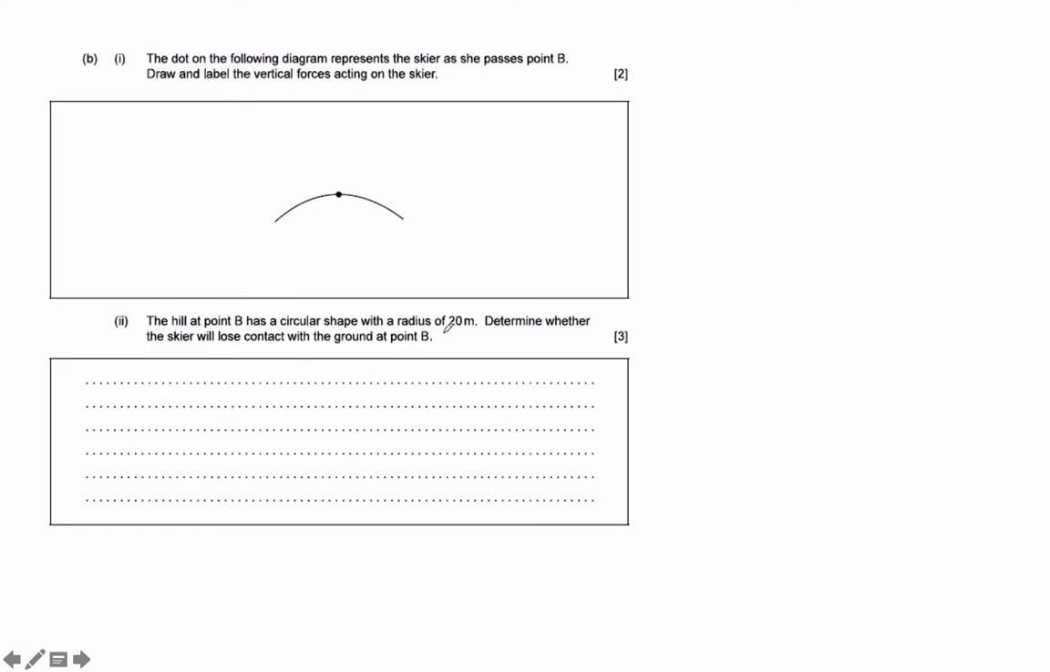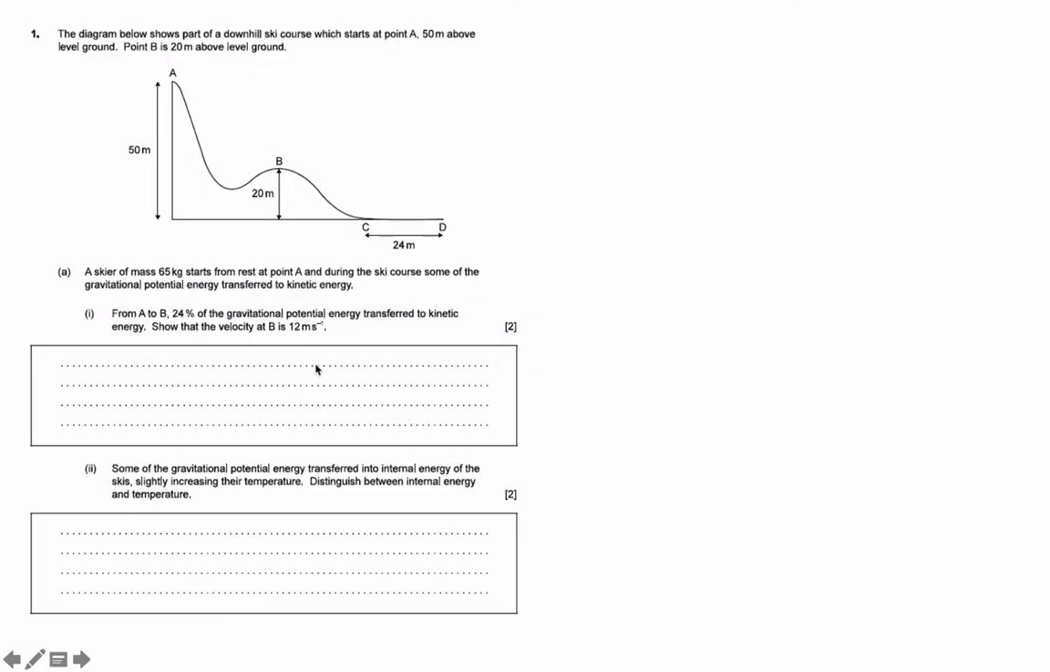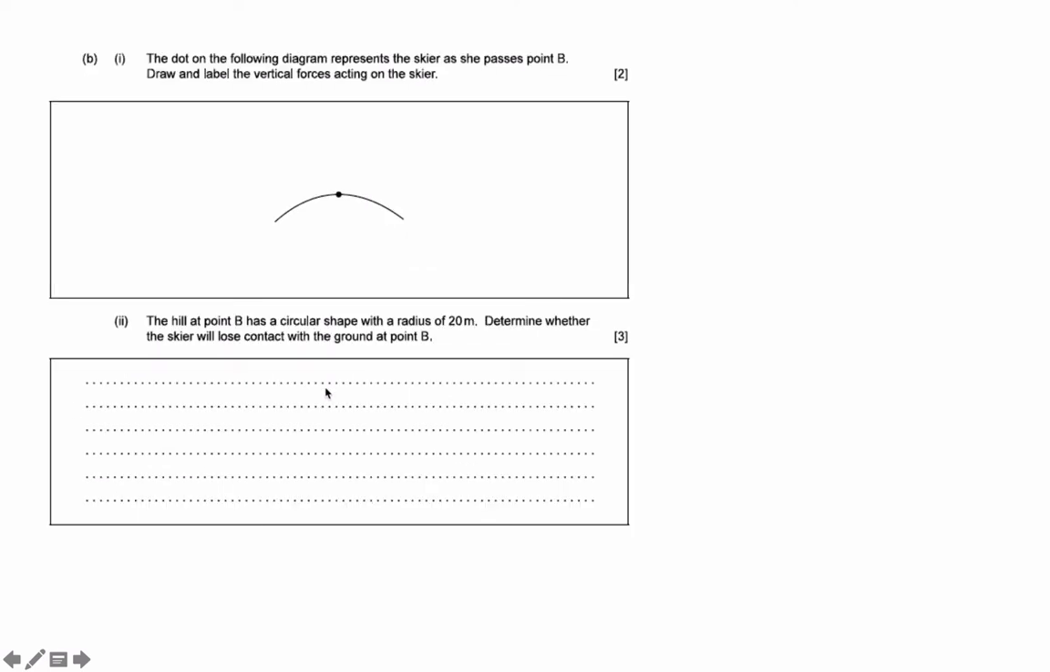It has a radius of 20 meters. Determine whether the skier will lose contact with the ground. Well, let's see. At B, how fast are they going? 12 meters per second. You could just use 12, or you could use your answer. What you're going to do is compare the centripetal acceleration to 9.8. If the acceleration is bigger than 9.81, they will lose contact. If it's less than 9.81, then they won't.